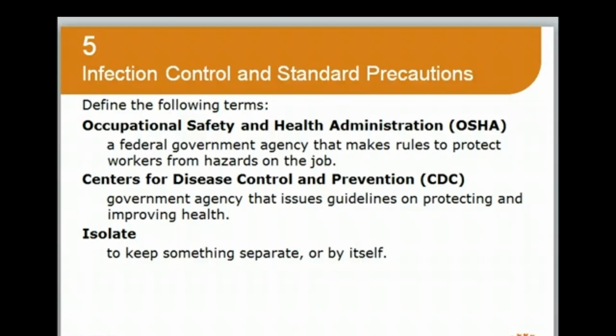An isolate, this is to keep something separate or by itself. Once in a while, we'll have situations where we have to isolate a patient. It's unusual. It doesn't happen too often, but in some cases. So, for example, we have an active tuberculosis patient, which means that they're able to transmit the disease, we might have them in a negative pressure room or a room where the air is only circulated within that room. It doesn't go throughout the hospital. So we can limit those organisms from flying around. So that would be an example.